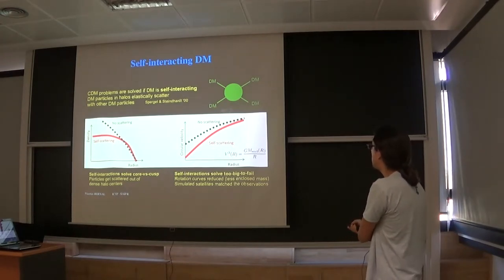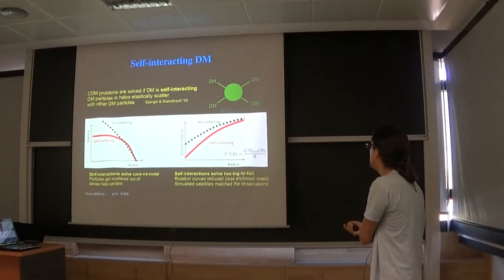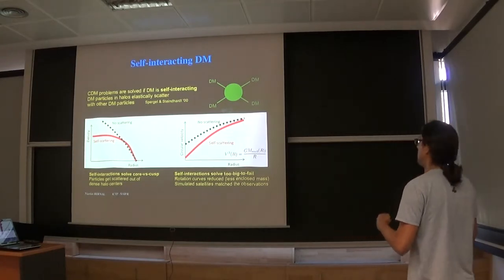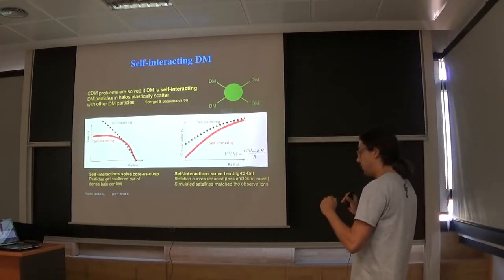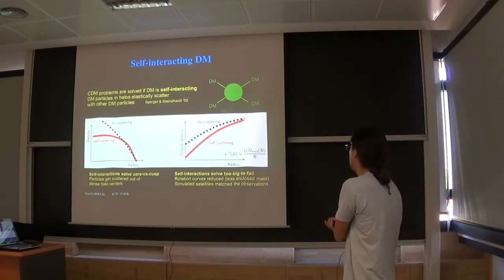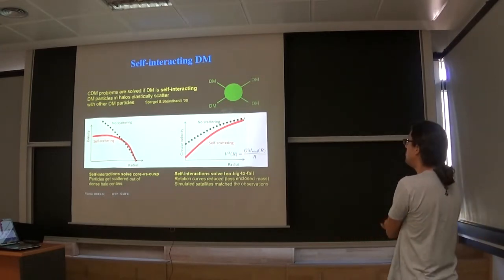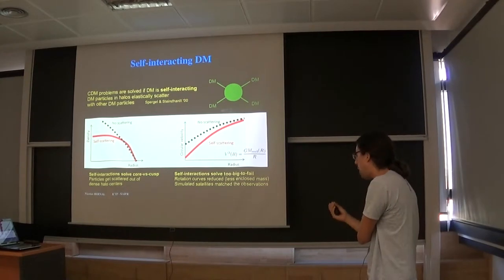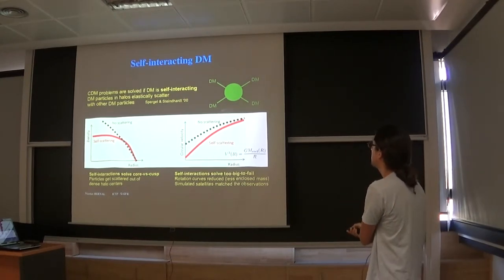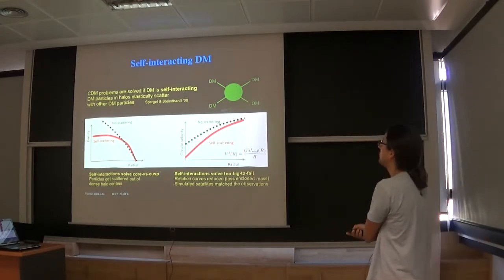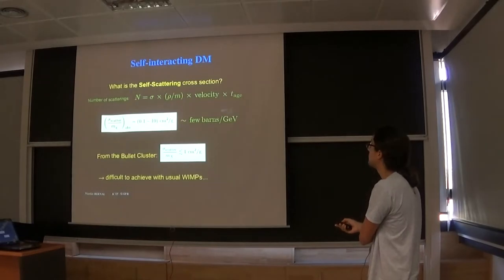In the too big to fail problem, what we have is that the rotation curves are reduced just because we are scattering out the dark matter particles. We are basically reducing the mass of these halos, of these clumps, if you want. And in that way, we can match the simulated satellites, or the simulated clumps, with the observations. So yes, my point is that within this self-interaction, it's possible to solve this couple of problems of small structures.